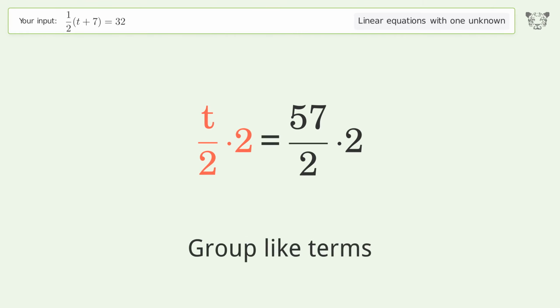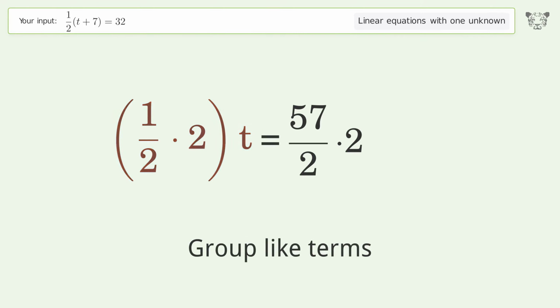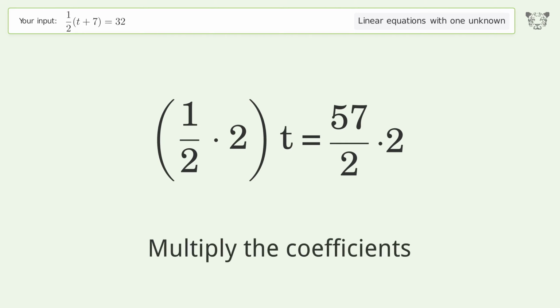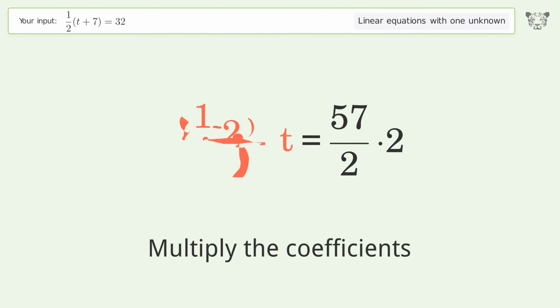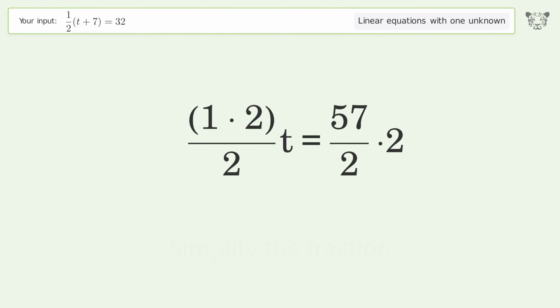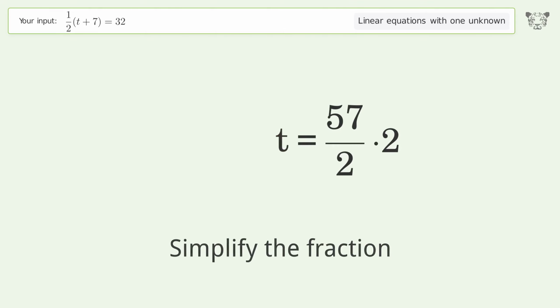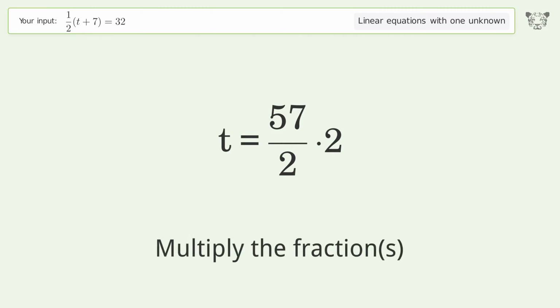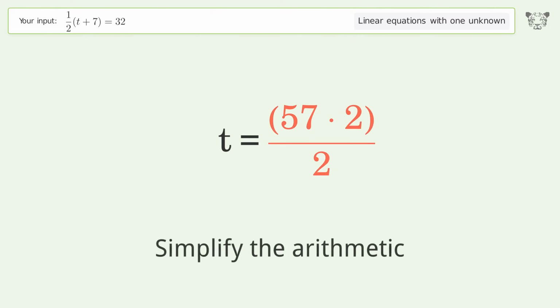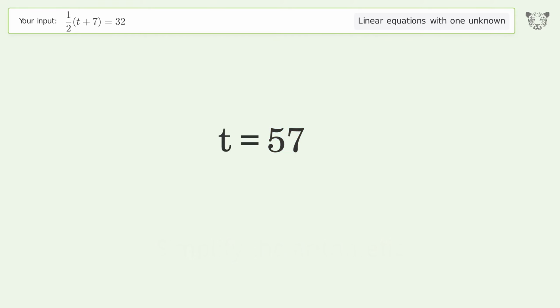Group like terms. Multiply the coefficients. Simplify the fraction. Multiply the fractions. Simplify the arithmetic. And so the final result is t equals 57.